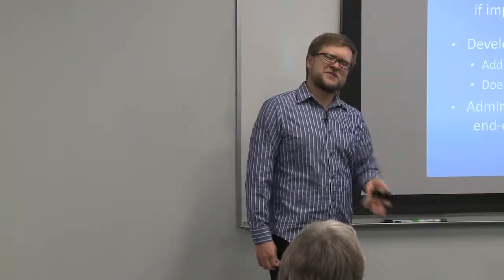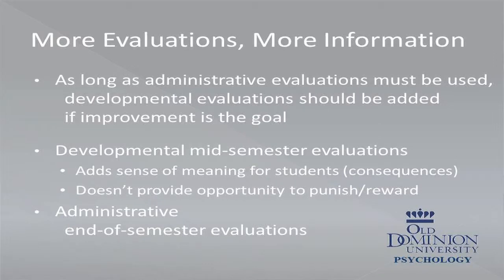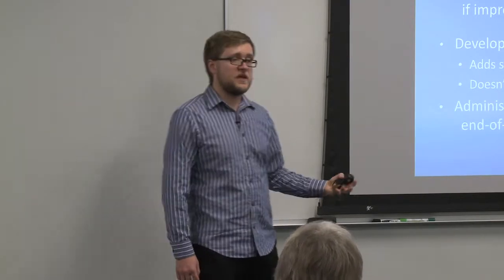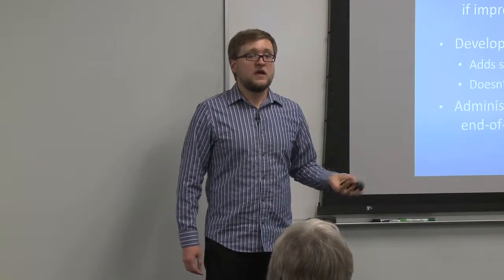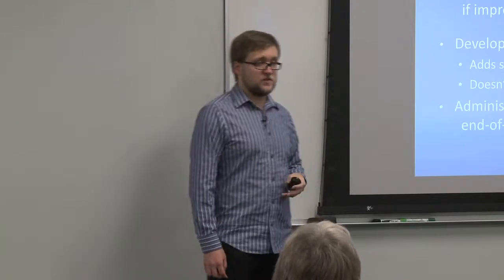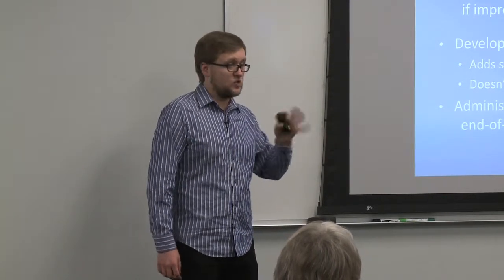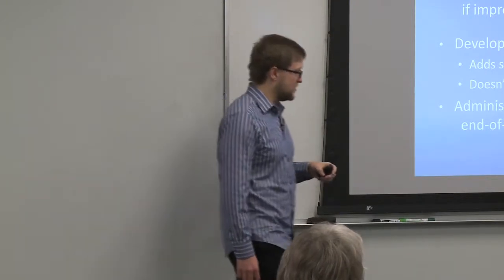So one option, of course, is to get rid of administrative evaluations. Don't think that's going to happen. So as long as we must have administrative evaluations, that means the next best step is to add in developmental evaluations. Evaluations that have no specific administrative outcome, that if the student fills them out, the only outcome for them is maybe the course will be better. That's the only thing that will happen as a result of those evaluations, and it takes out all of those administrative corruptions that we can potentially get in those scores and those ratings.